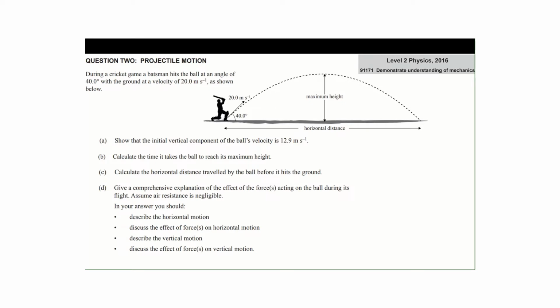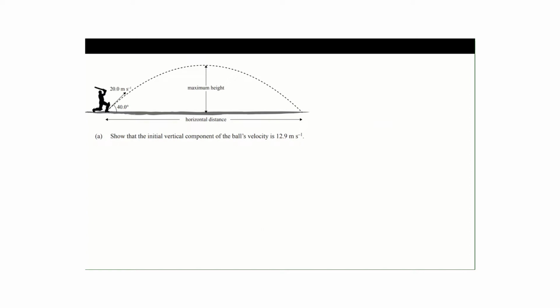As you can see, they provide you with diagrams, and there would actually be spaces between each of the parts. So let's have a look at each of the parts in turn. The first part says, show that the initial vertical component of the velocity of the ball is 12.9 meters per second. To do this, we need to note that we have 20 meters per second going up at an angle of 40 degrees.